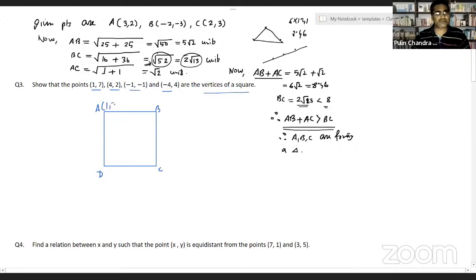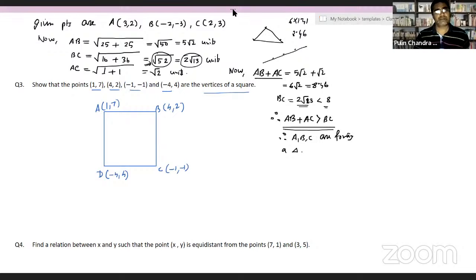The first point is 1,7, 4,2, then -1,-1. You have to consider the points serially. This is a mistake students can make, that they will take A here, B here, then C in place of D. It should not be the case. So now you try to justify. You are told that these 4 points are going to form a square. Because we are told to show that it is a square, we have beforehand considered a figure as a square. Okay. So now try to recall when a quadrilateral becomes a square.